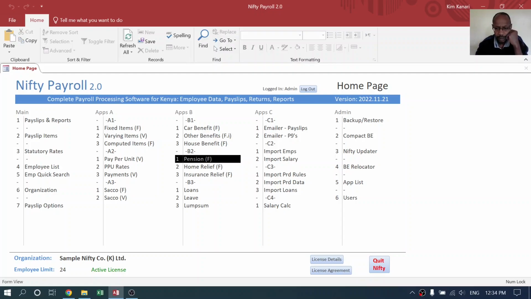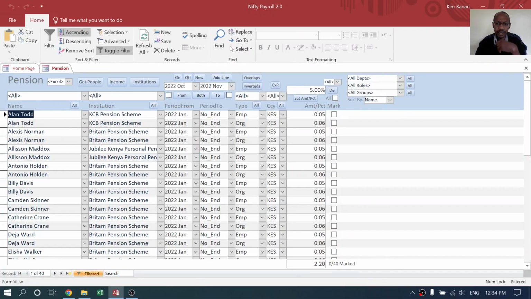So let me describe how the pension module works. You open it here in apps B. First of all, the way you enter the information is, for each employee, you need to indicate the pension scheme that he's contributing to, and then you'll say when these contributions are supposed to be done, so period 1, period 2, and then you need to indicate for the employee and for the organization, and you can also put in opening balances. I'll leave that opening balances for another day.